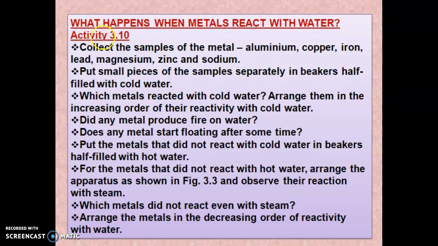In your book, that is activity 3.10. Collect samples of the metals aluminium, copper, iron, lead, magnesium, zinc and sodium. Put small pieces of the sample separately in beakers, half filled with cold water. Which metal reacted with cold water? Arrange them in increasing order of their reactivity with cold water.